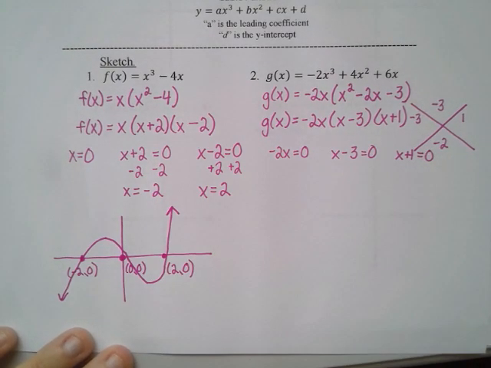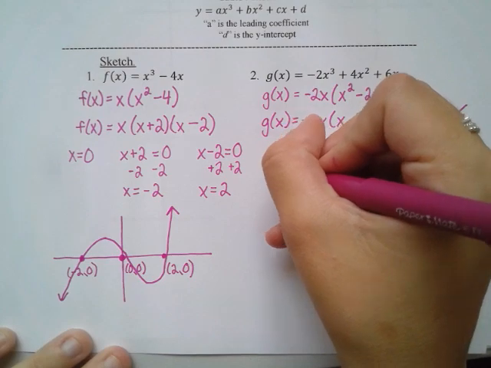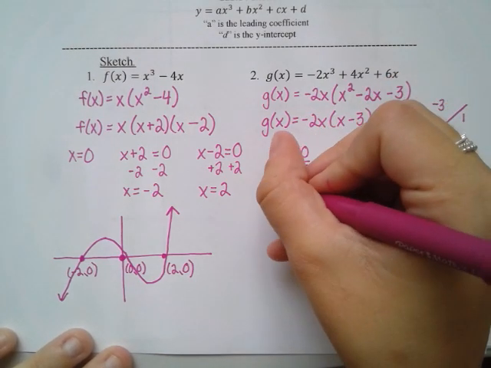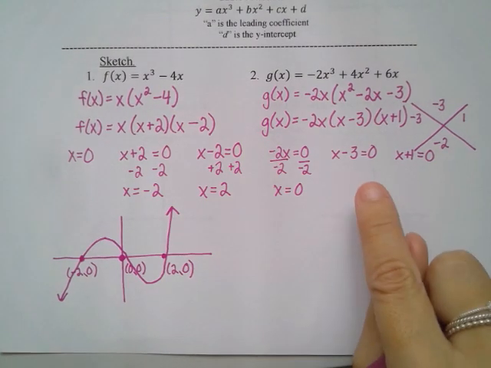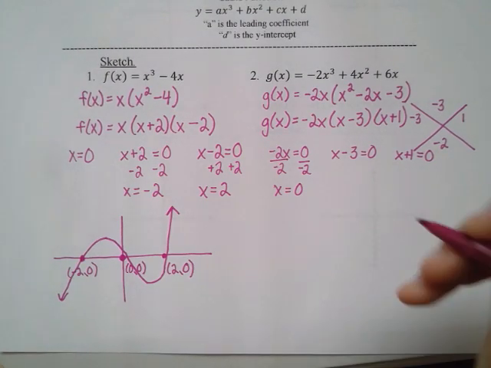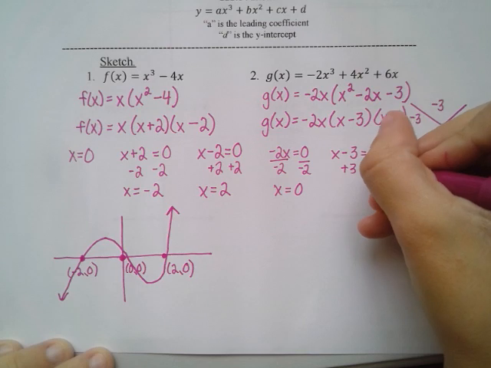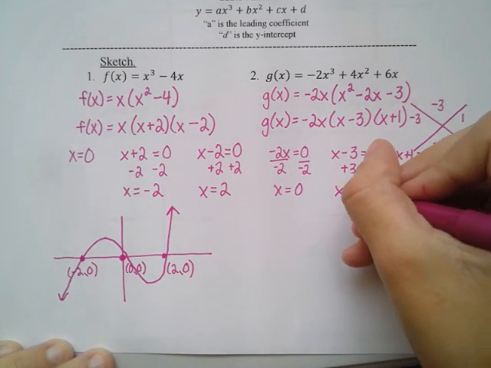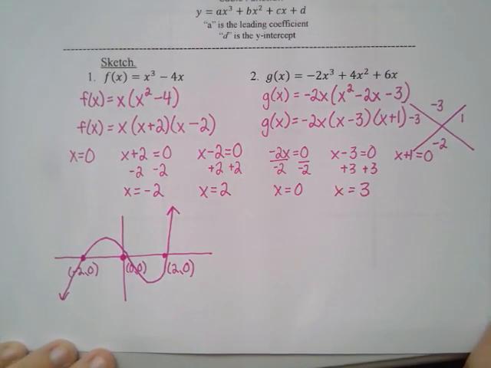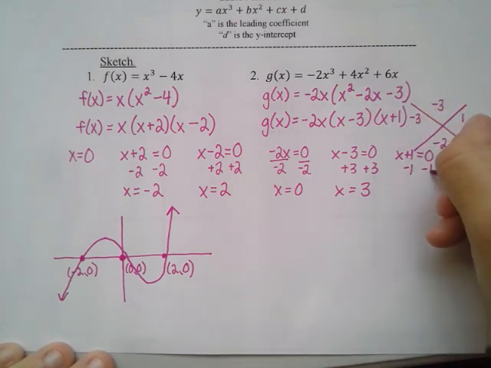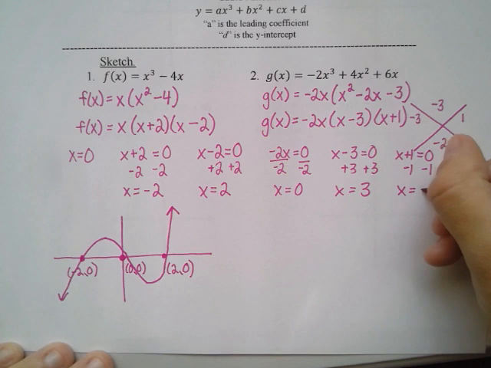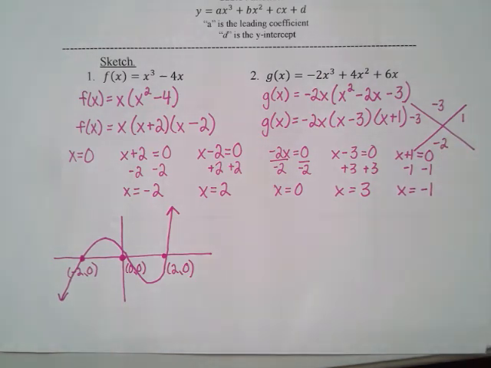To solve my first equation, I'm going to divide each side by negative 2, so x equals 0. To solve my second equation, I'm going to add 3 to each side, so x equals 3. And for my third equation, I'm going to subtract 1 from each side, so x equals negative 1.